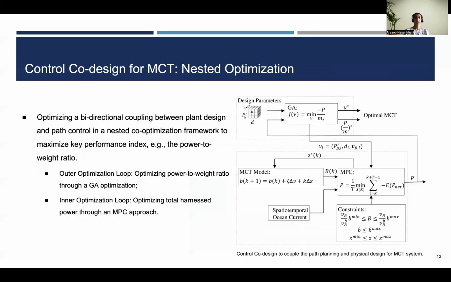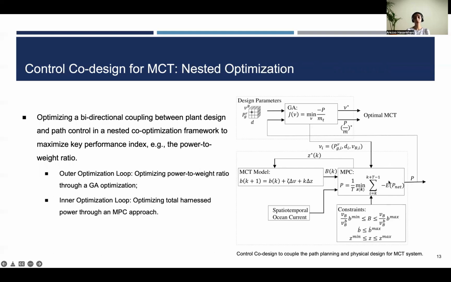Okay. Then I show the proposed framework here. From the proposed framework, you can see that the outer optimization loop is responsible for finding the optimal MCT design. It considers the design parameters as the variable buoyancy tank size, rotor diameter, and the generator rated power. So at each iteration of this optimization, we produce some population from these design parameters, and they are given to the inner optimization loop.